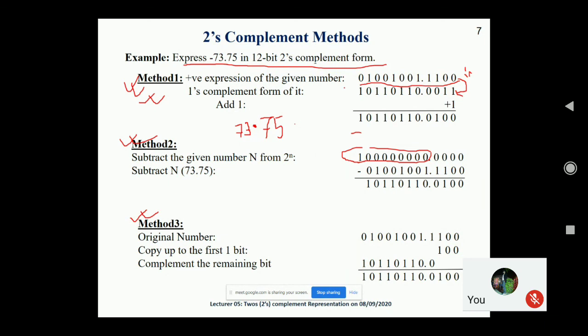After that, 8 we are declaring as 8, and how many bits here? 4. 1, 2, 3, 8, 9, 10, 11, 12. And the other parts remain the same. 73.75 you can use minus, and the .75 we are denoting as what? 1100. So just subtract this one.